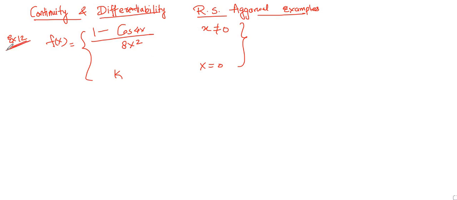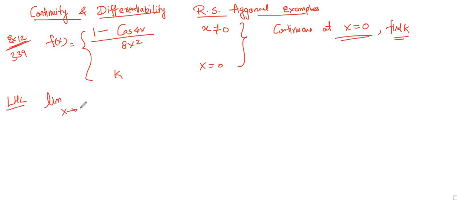Here is example 12 from R S Aggarwal, page 339. So here it says it is continuous at x is equal to 0. So find k. Okay, this is continuous at x is equal to 0. So let's calculate LHL. To calculate LHL, we have to take 0 minus f of x.